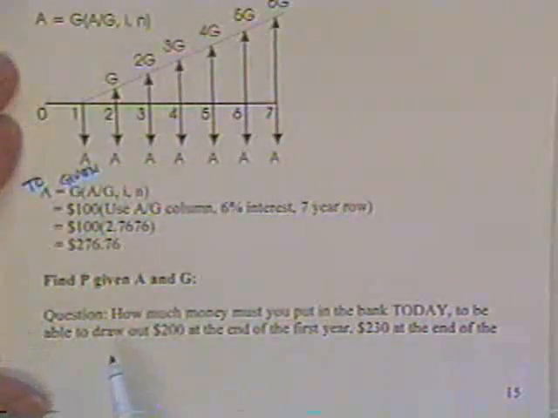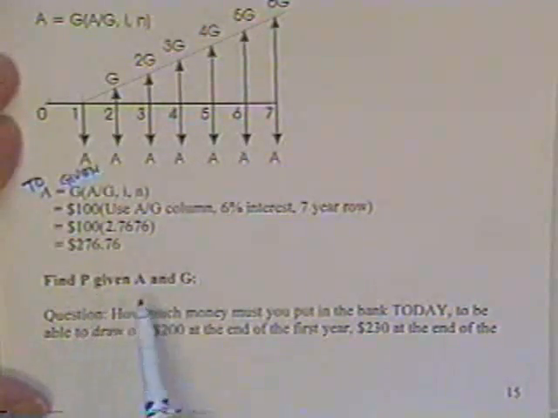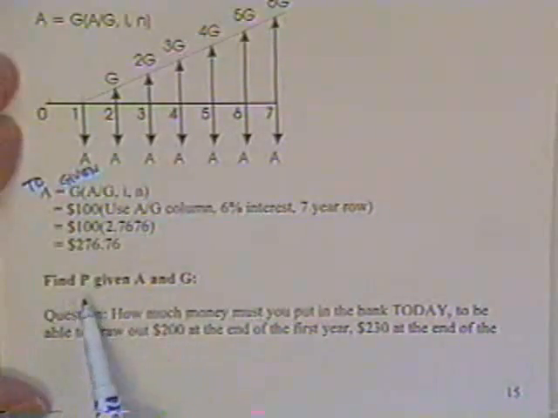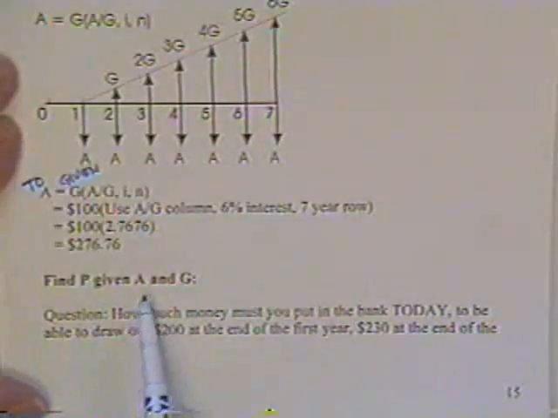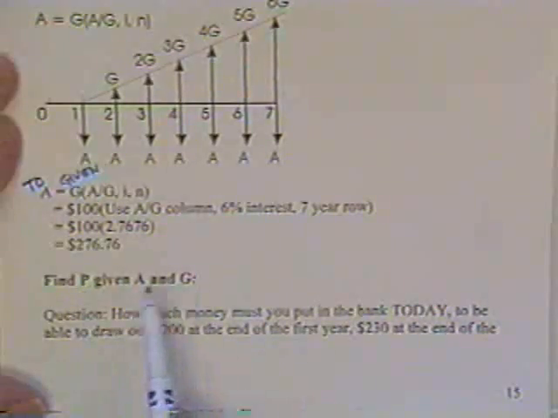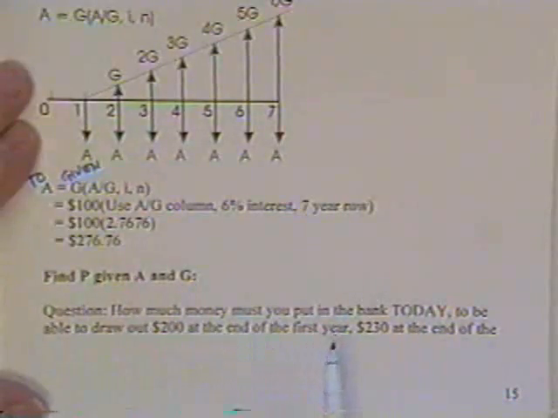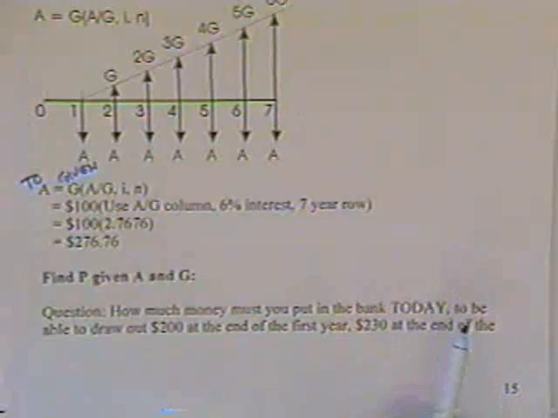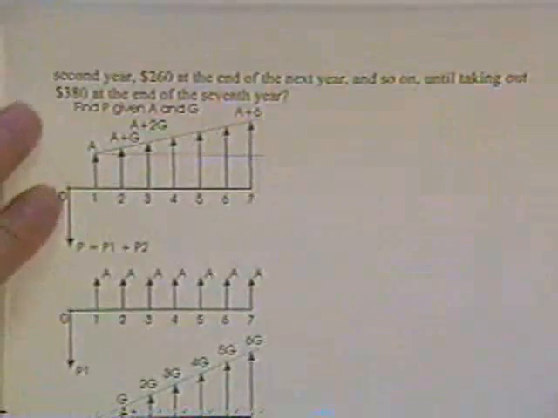The reverse of that, no, that's not the reverse, this is a different one. Like I say, these are coming in the order that they are listed in the reference manual. Find the present value given, well, this is a different one here, given A and G. The reference manual doesn't give you any A and G. He expects you to be able to take A and get its present, and then find G and get its present value. How much money would you have to put in the bank today, right now, instantly, to be able to draw out $200 at the end of the first year, $230 at the end of the second year, and $260 at the end of the next year, and so on?